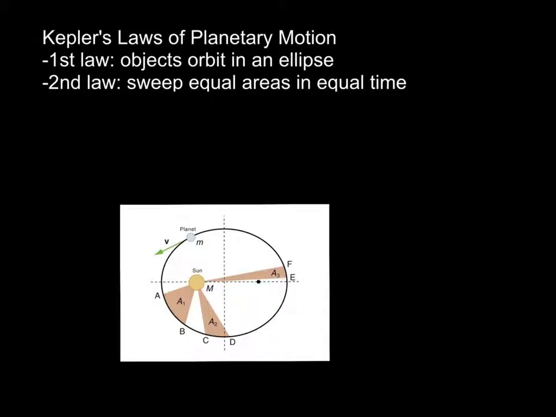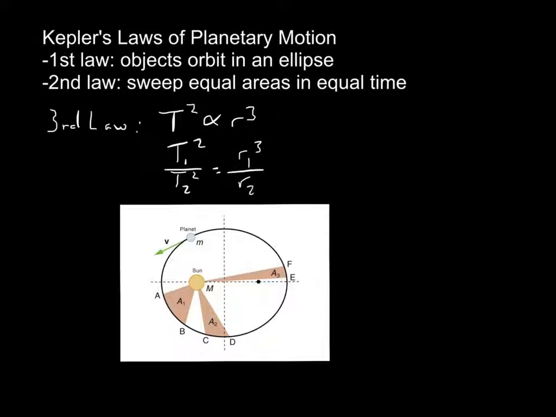Kepler's third law is kind of a mathematical proportionality. So we'll write it out here. So third law says that T squared for a planet is proportional to r cubed. Or another way of writing that would be that time for planet 1 squared over time for planet 2 squared, whatever you call planet 1 and 2, is equal to r1 cubed over r2 cubed.